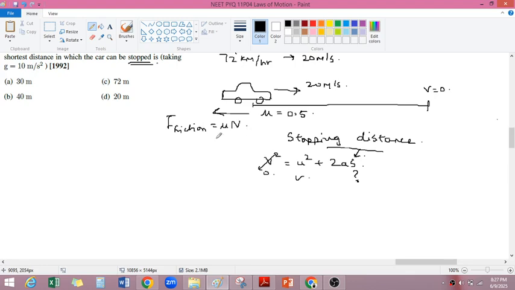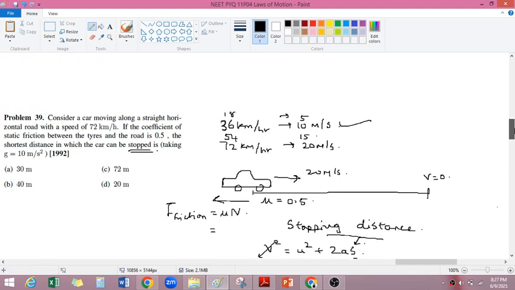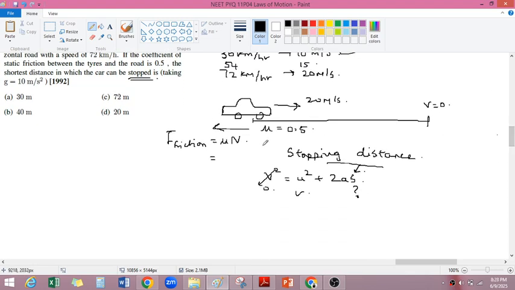So mu into N. Sir, they have not given the mass of the car, how do we do this? You may get a doubt. So we can write mu into mg. Just know, I told you, if I want a, friction force is mass into acceleration. So m cancels. A very, very important method, so take it down properly. They will not give you the mass of the car, but still it will get cancelled out. After this it's a very, very easy problem. This will come here and you will get the value for s.